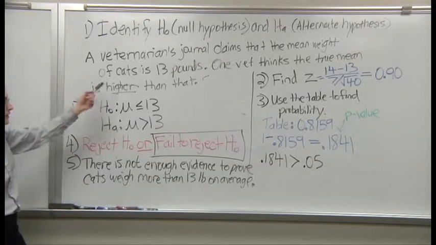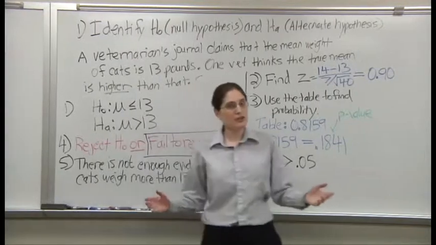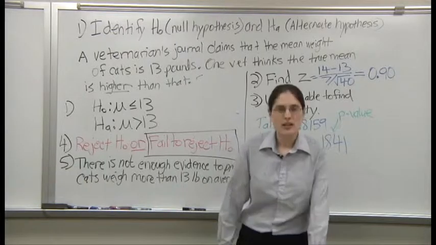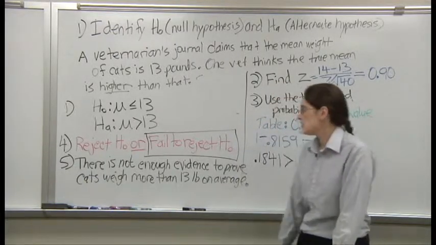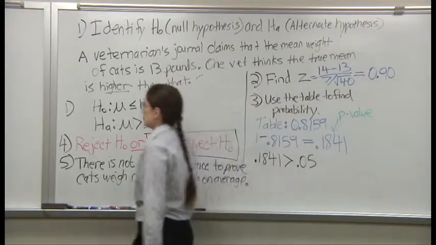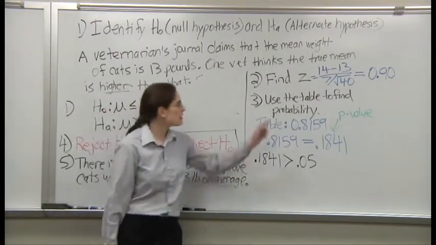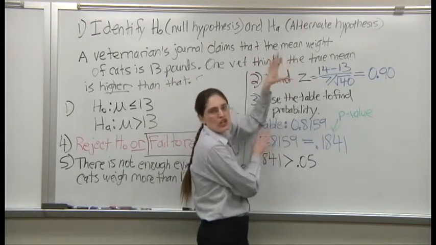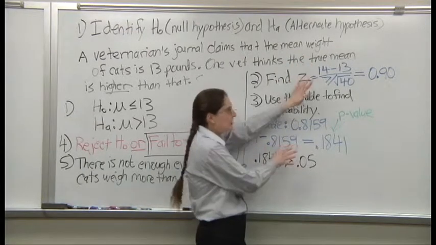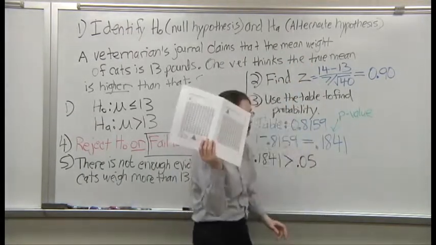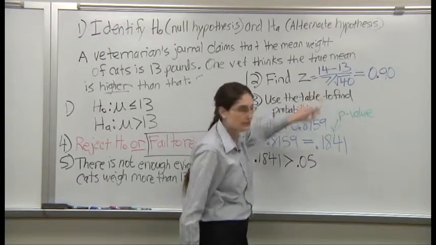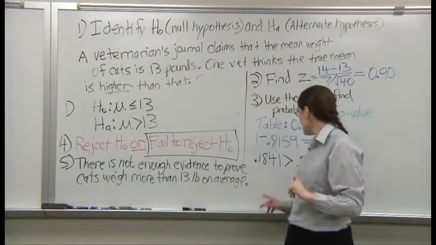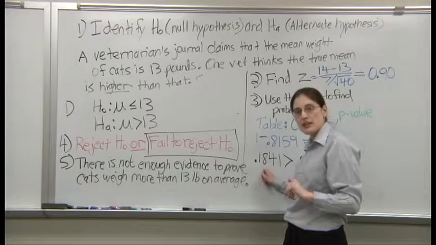That doesn't mean 13 pounds is right. It could be 13 pounds is wrong, but we couldn't prove it. So, the 5 steps are: name your hypotheses, find z and use the table. This part is just like Chapter 5. This is exactly what we did when we first studied the normal distribution and this formula. Step 4, you reject or fail to reject based on whether your p is big or small.